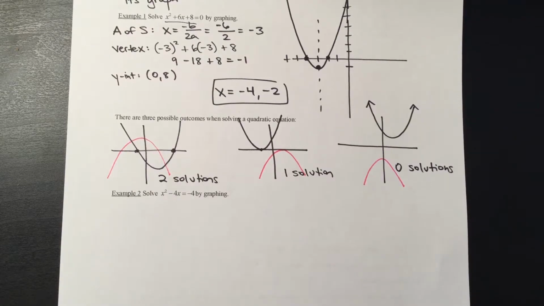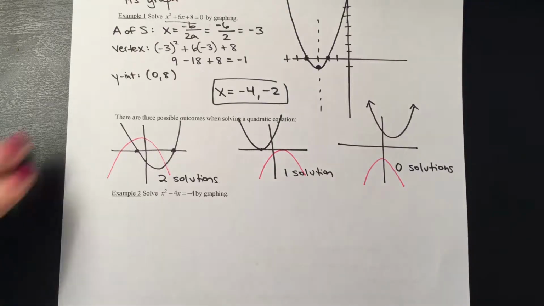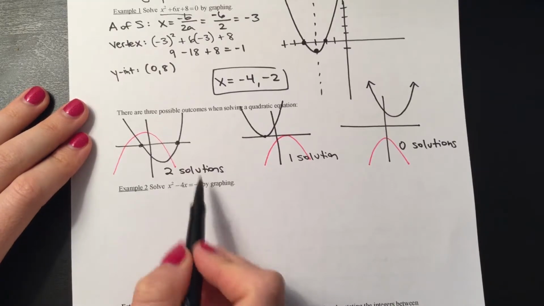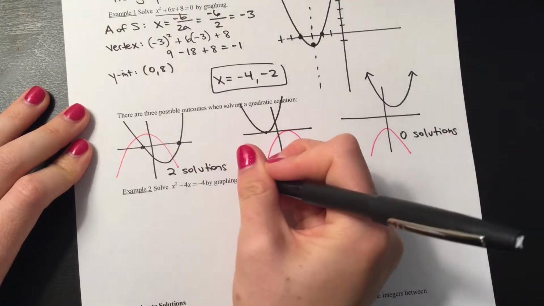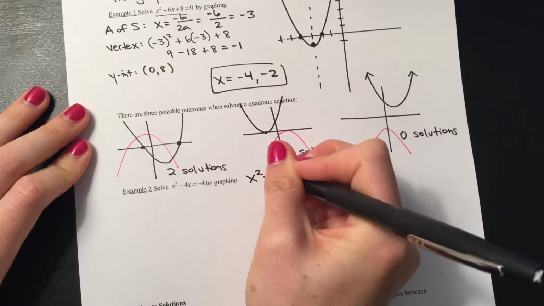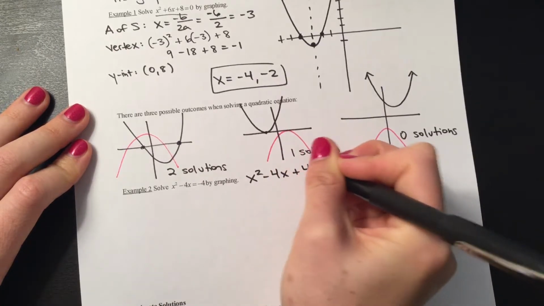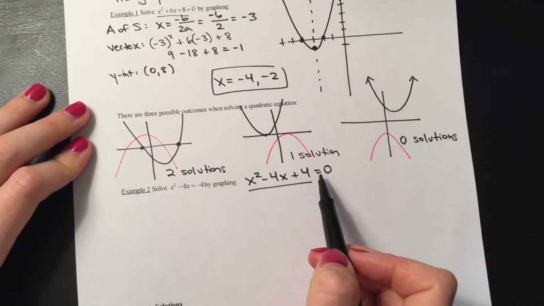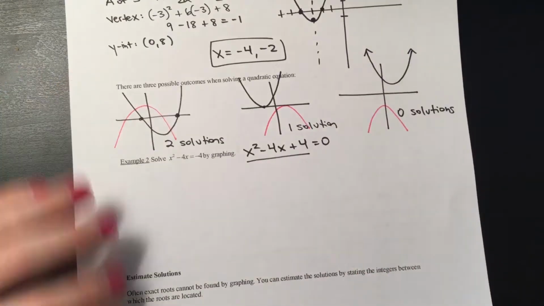Okay, let's look at this one. We're going to solve this one by graphing, so we're going to basically walk ourselves through the same process that we just did with example 1. So first thing, this is not solved for 0 yet, so you want to add that 4 over to the other side. So it is x squared minus 4x plus 4 equals 0. We don't want to begin to graph this until you have just a 0 on the other side. So that might pop up.